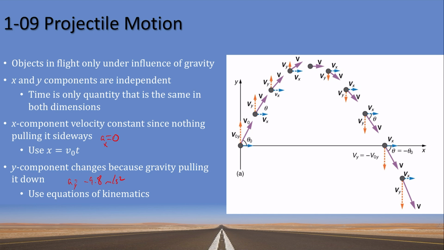Notice at the top, there, the velocity is only in the x. At the top, the velocity in the y is 0, but the velocity in the x is whatever the total velocity was.